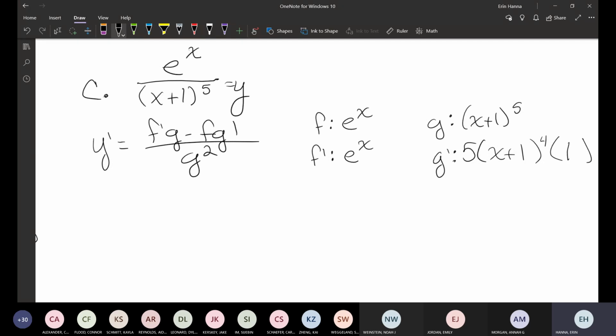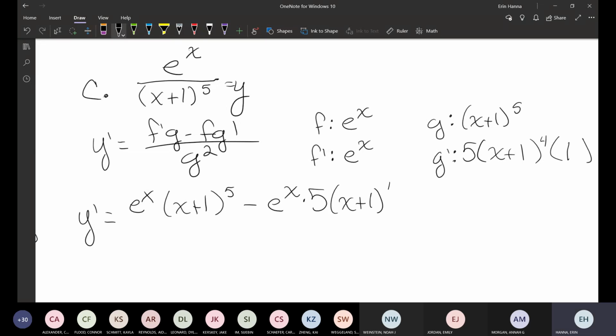Derivative of x is 1. Derivative of 1 is 0. So it would just be 1, which technically means I don't need to write it, but I'm going to keep it there to remind us that it was a chain rule and it existed. In my final answer, I'm probably going to drop it, but just for this piece, I'll keep it there. So then f prime times g minus f times g prime.